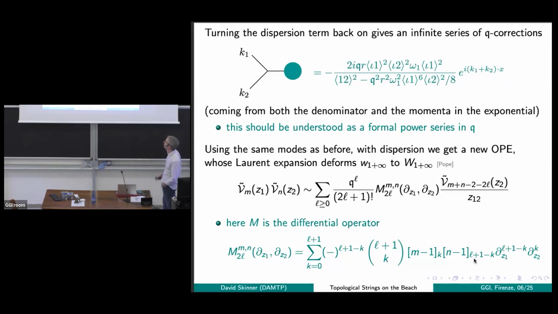Well, it's a formal power series in Q. For any fixed power of Q, for any fixed value of L, the number of derivatives you get is fixed, right? So there are just L plus 1 derivatives. But as we expand to infinite order in Q, which of course we'll get from expanding this, then yeah. So you should think of.